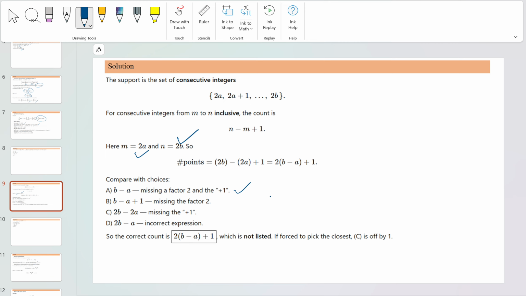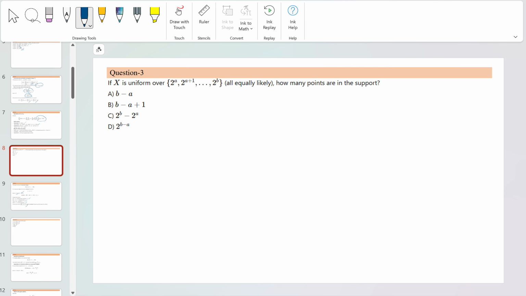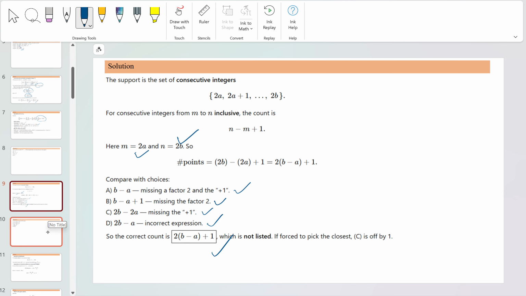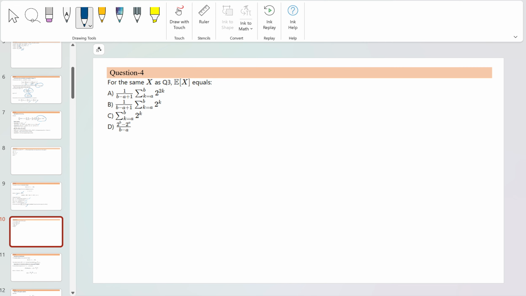And b minus a is missing a factor 2 and the plus 1. So b minus a plus 1 is missing the factor 2, and 2b minus 2a is missing the plus 1. Okay, so that's why all these options are actually not correct. But the correct expression is 2b minus a plus 1. So all the options are actually wrong. Okay, try to solve this problem.